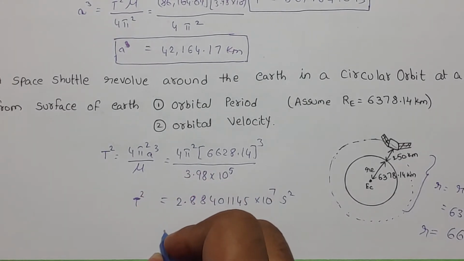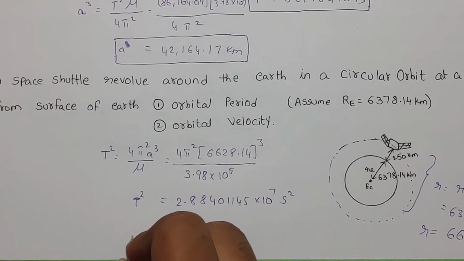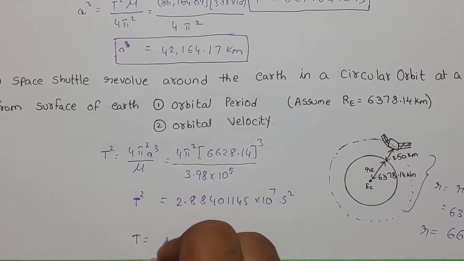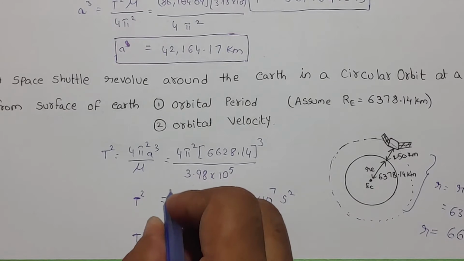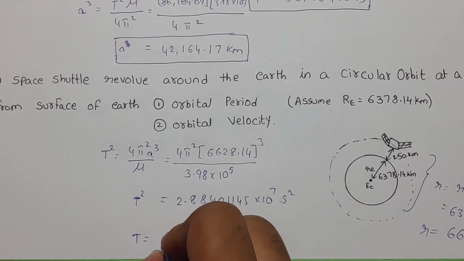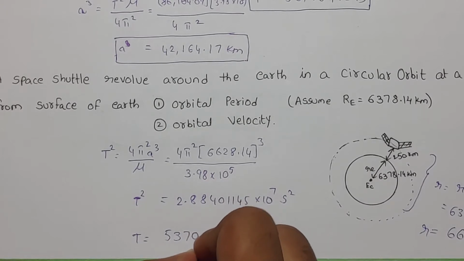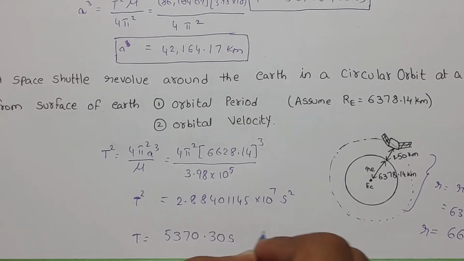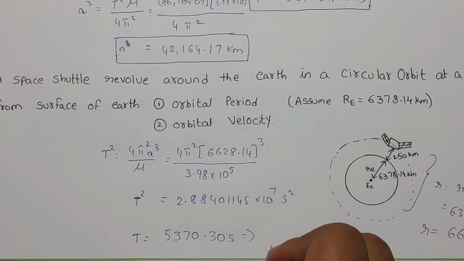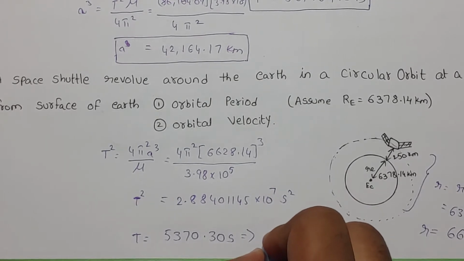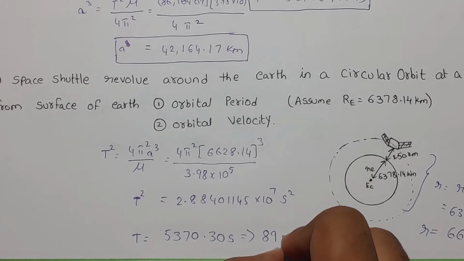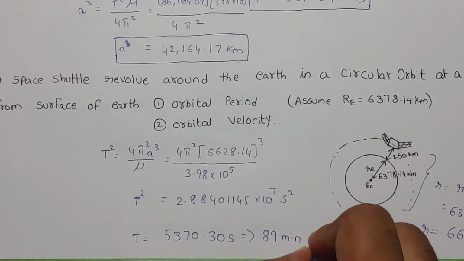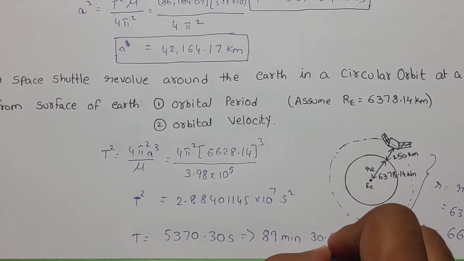Let us convert this into seconds, that is T is equal to the square root of this value, which results in 5370.30 seconds. By converting this into minutes and hours, in minutes itself we end up with 89 minutes and 30.3 seconds.